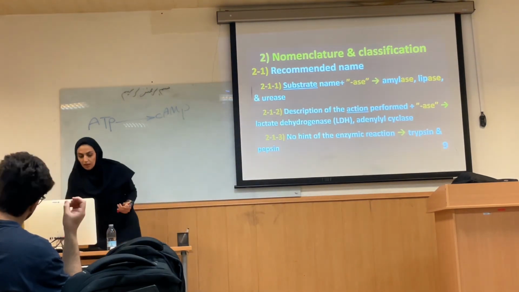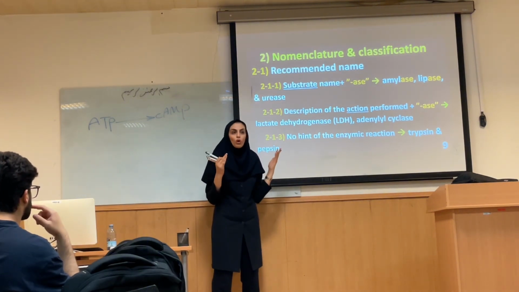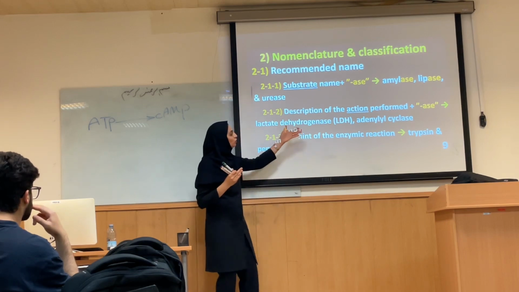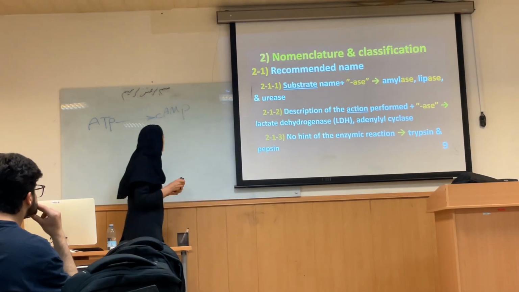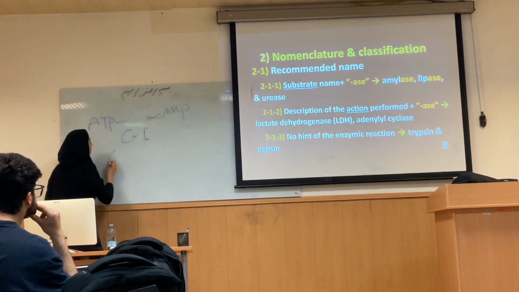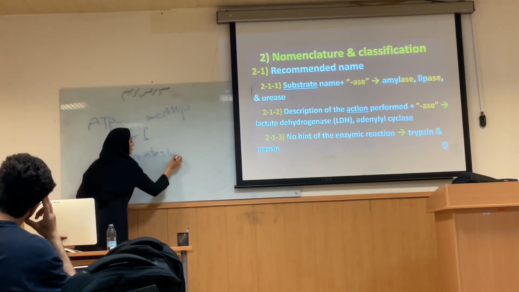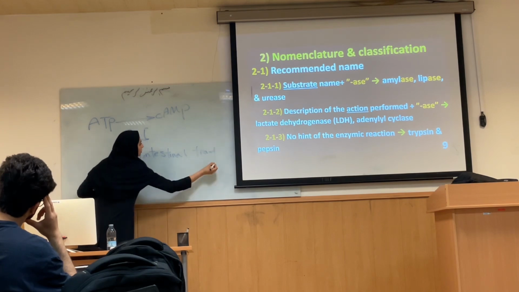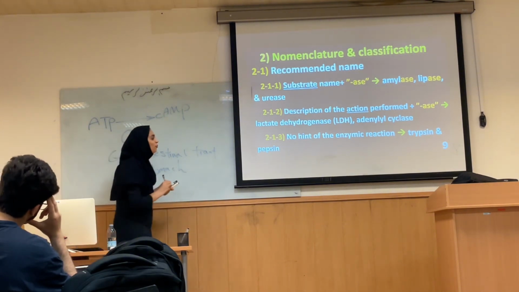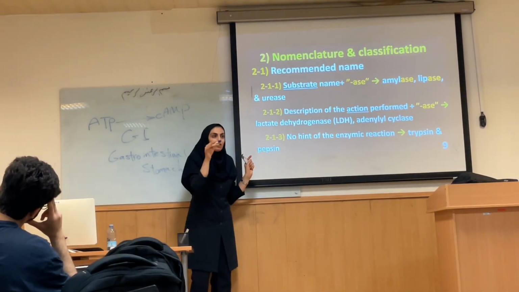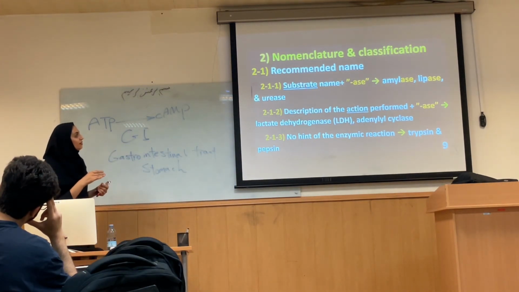Those enzymes don't obey a special rule for naming. There are just old names, for example, trypsin and pepsin, that are enzymes in the GI or gastrointestinal tract, especially in the stomach. We have them. They are proteases, breaking down the protein structure. Okay, that was about the recommended and general name.